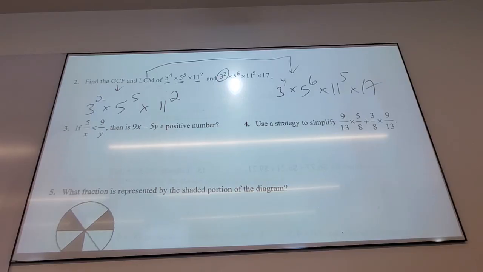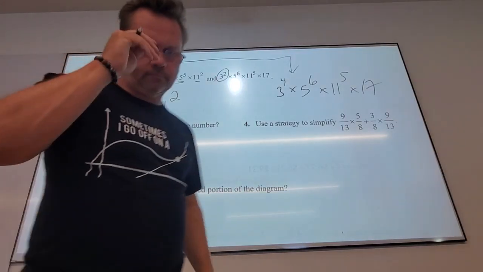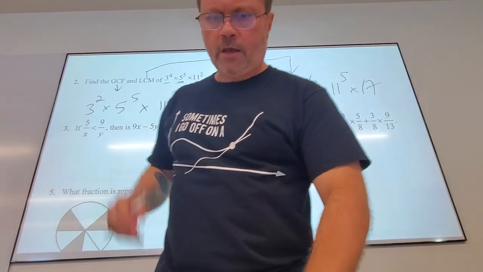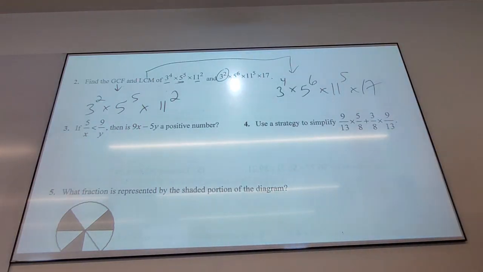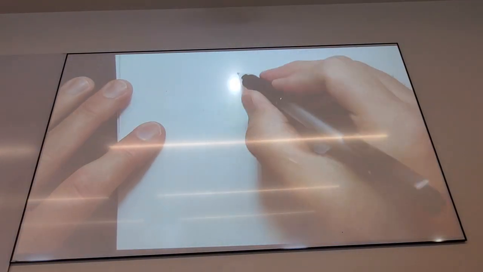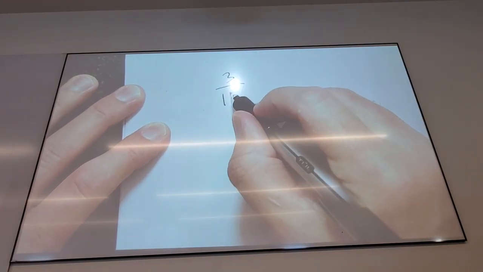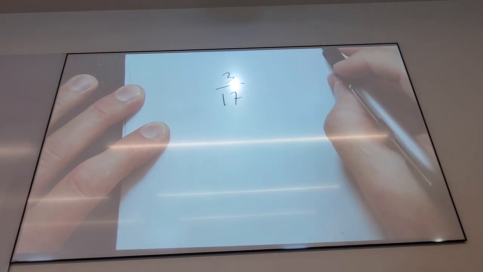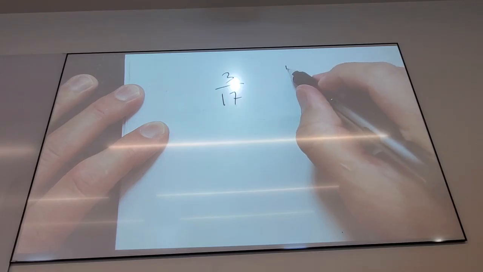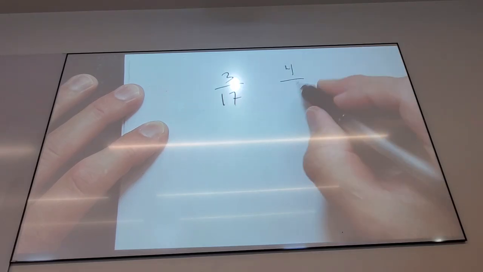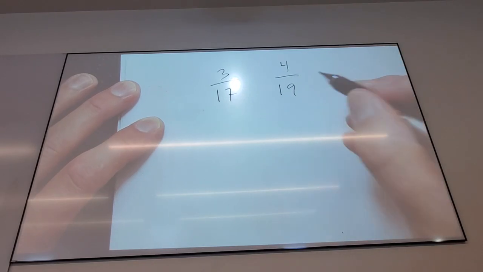Yes? Can we go over number 3 on the quiz? Yeah. Oh, on the quiz. How do I check to see which fraction is bigger in general? What you got, Jeff? Yeah, sure.